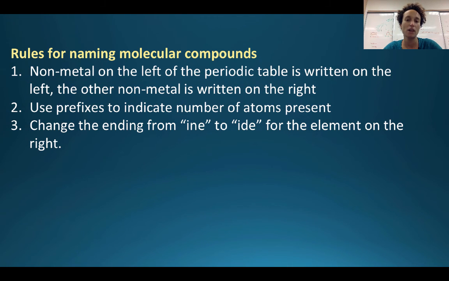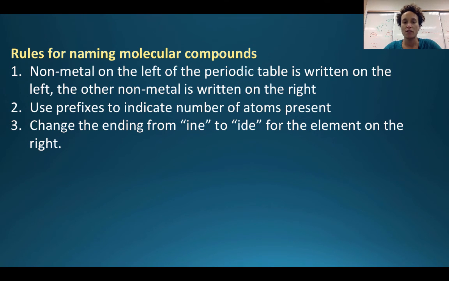When it comes to naming these, we have a little bit of a different way of doing it than we did with the ionic compounds. The one that is on the left of the periodic table is going to be the first one. The one that's on the right is going to be the second element. That's how we write those things down. It's just following along the places that they have in the periodic table.